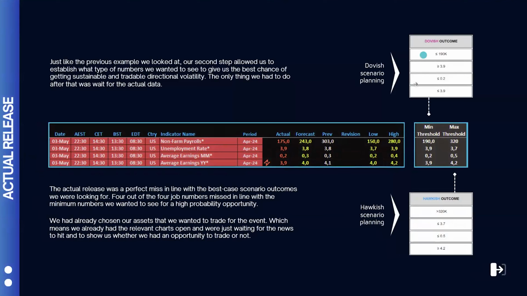Here on the right, again, is our scenario planning, the same numbers that we looked at. No secret sauce there, a minimum threshold, a maximum threshold. And we can see here that all 4 of them came in with that minimum that we were looking for, a huge miss. Literally every single one of them. You don't even have to think twice. When you see that, you just trade. So all 4 job measures gave us our minimum threshold for a big miss. Very, very simple. Let's see how it played out.